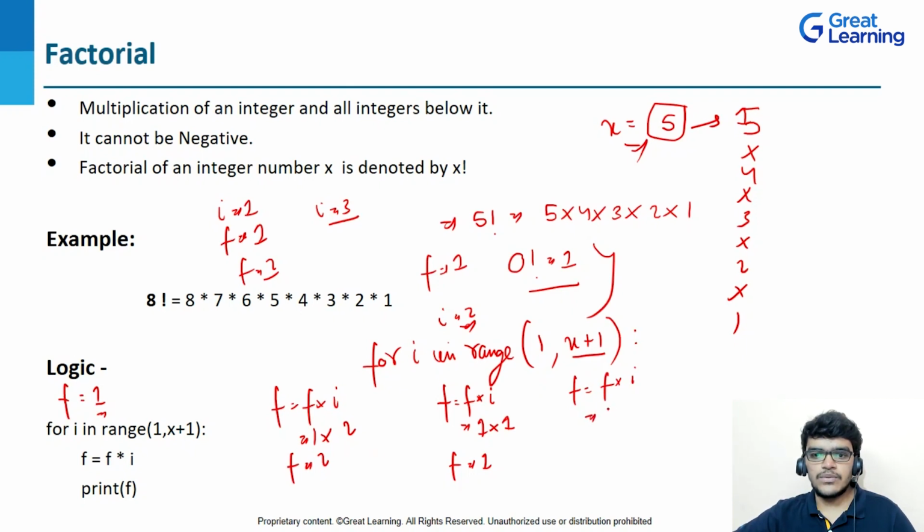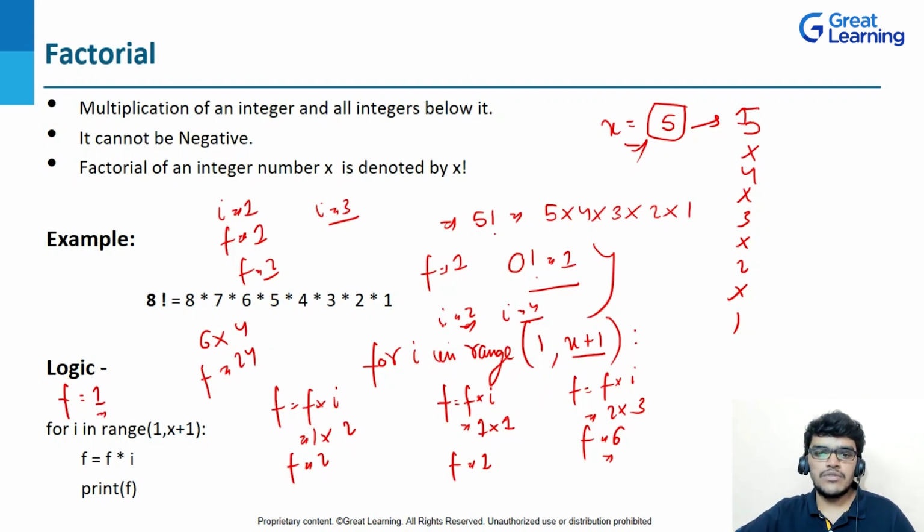My f is 2 and i is 3, so f is equal to 6, right? In this way this loop will go on. So once again my f value is 6 and this time i value will be 4, so 6 into 4, it will be 24. Then once again it will run, my f value is 24. Now f is equal to f into i.